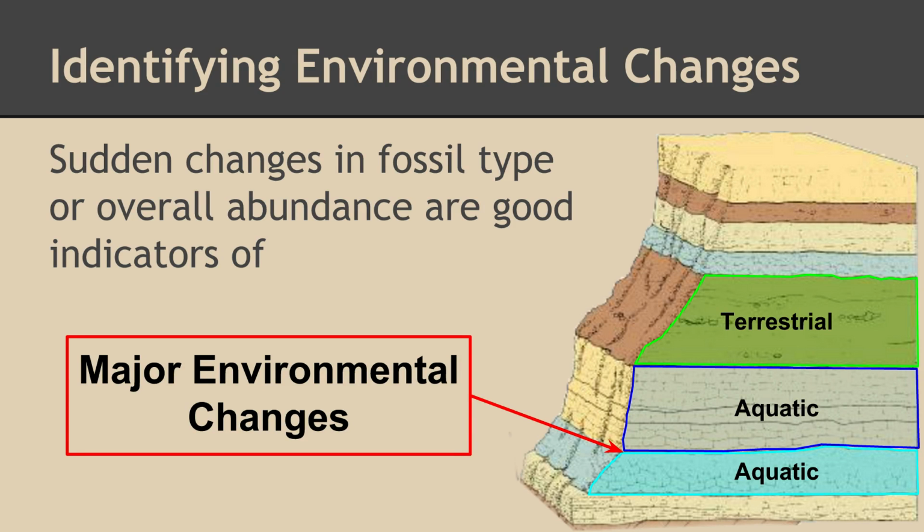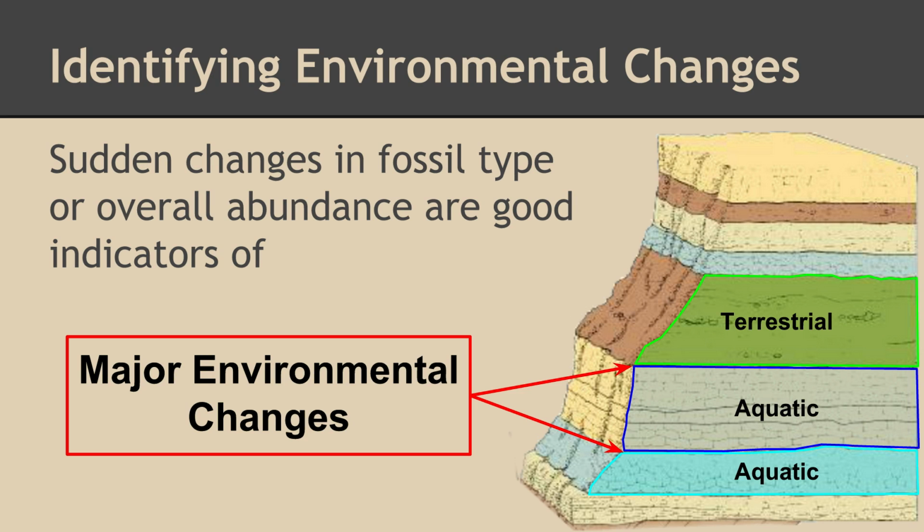That's a sudden change, very easy to identify. Basically, you'd be switching from marine organisms to maybe a lot of vegetation, a lot of plant life that would exist on land, and you could very easily identify the boundary between those layers as another major environmental change.